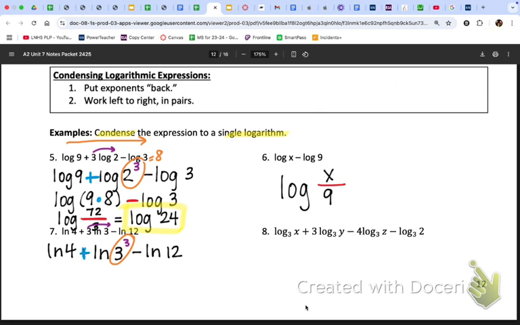Can you go ahead and try that one? I'll do it on the screen, but I bet you can do it. So when you have division, or when you have subtraction, you're going to divide them, put them back together. So you'd have natural log of 108 divided by 12, which turns out to be 9. So your final answer here should be natural log of 9. Because I did 4 times 27 is 108, and then because I see subtraction, I divide.